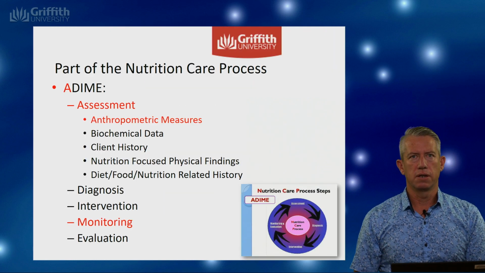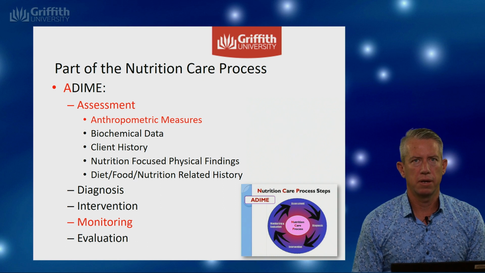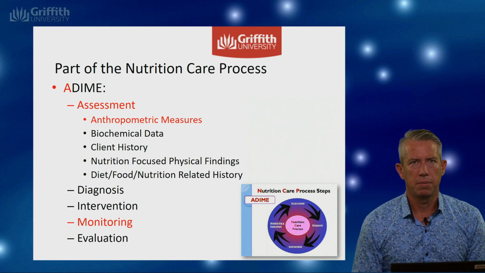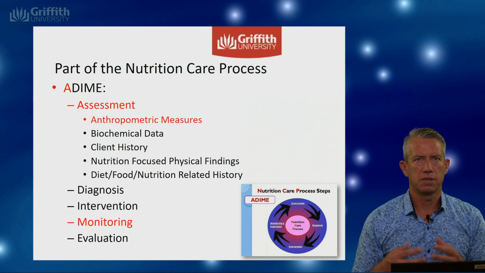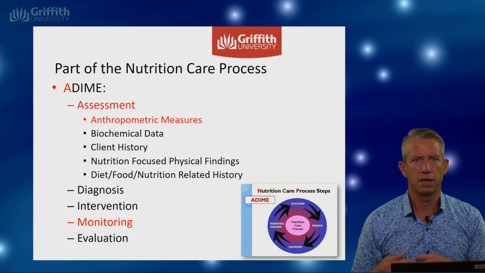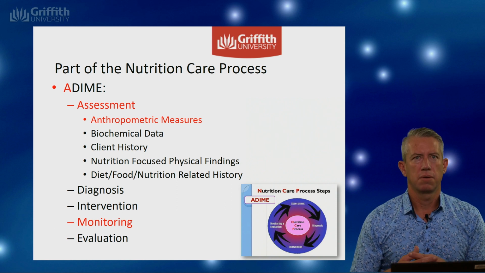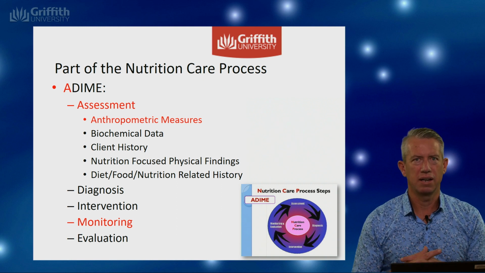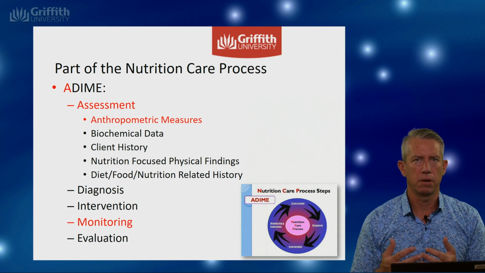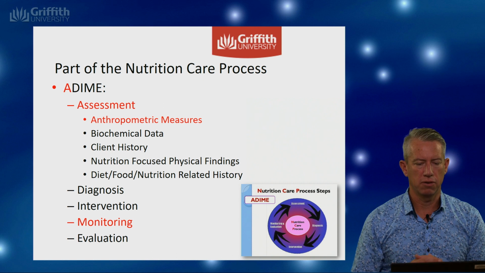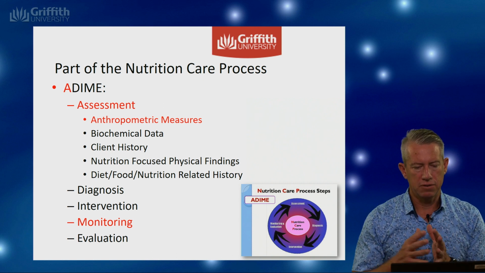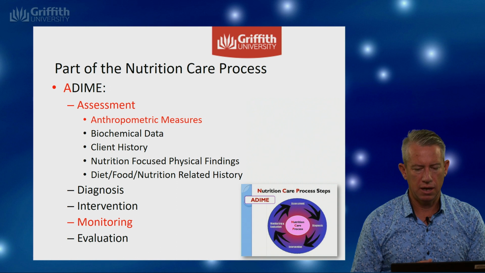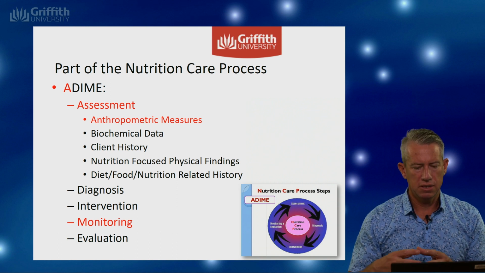So where does all of this fit in? I understand that you should be starting to learn about the nutrition care process and the concept of ADIME: assessment, diagnosis, intervention, monitoring and evaluation. In terms of assessment, we normally talk about an ABCD of nutrition assessment, with A standing for anthropometric measures. So it's a core element of the process, and we use it in the assessment.